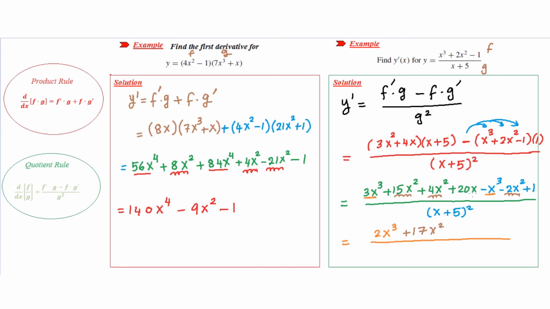Then we have 20x without any similar term, so you have to put it down without any change, plus 20x, and we have only the constant plus 1, all divided by x plus 5 squared. That's it. This is the final answer.